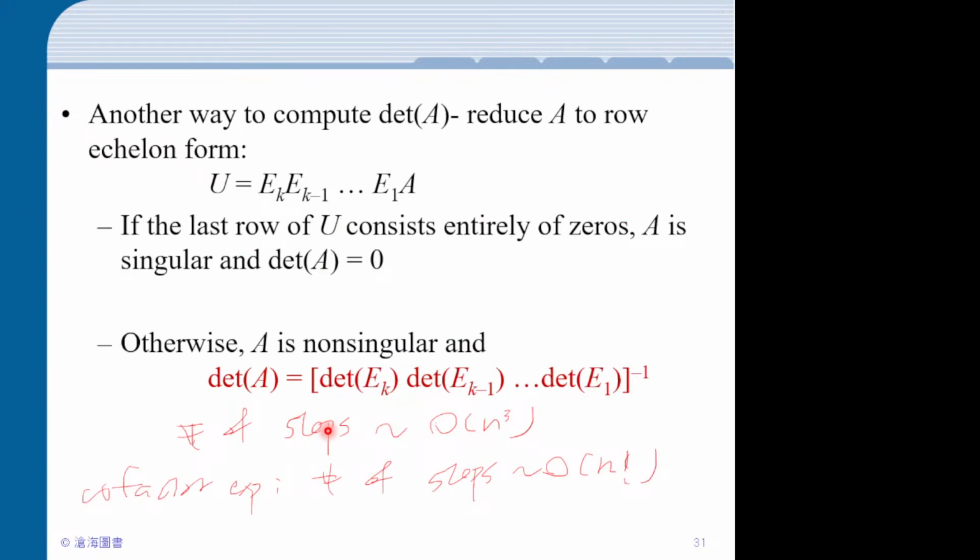And we also learn how to calculate the determinant of A more efficiently. That is, you can decompose A into those elementary matrices and maybe an identity. Then your determinant of A is just the product of the inverses of the determinants of those elementary matrices.